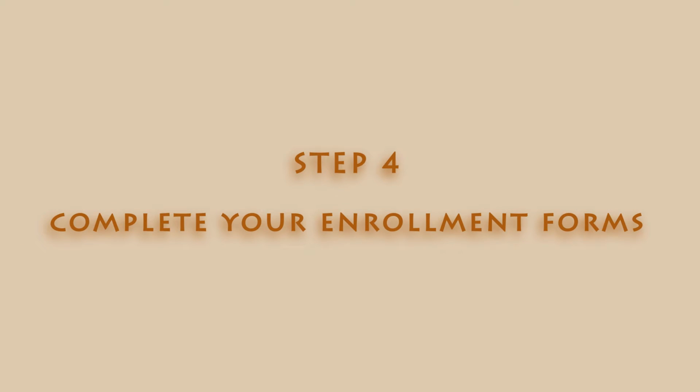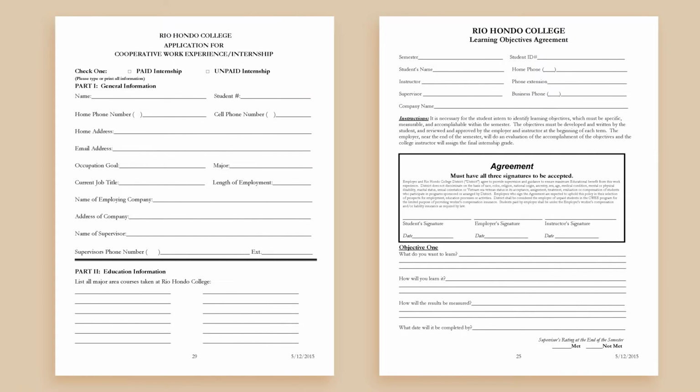Step 4. Enrollment forms. Your instructor will contact you to set up an appointment to complete the application forms and the learning objective agreement. These forms must be completed as early as possible to start your internship. If you do not hear from your instructor, please take the initiative to contact him or her to set up an appointment. Once you've completed these forms, you must set up an appointment with your employer to review and have them signed. All the forms you need are in your CWE handbook.